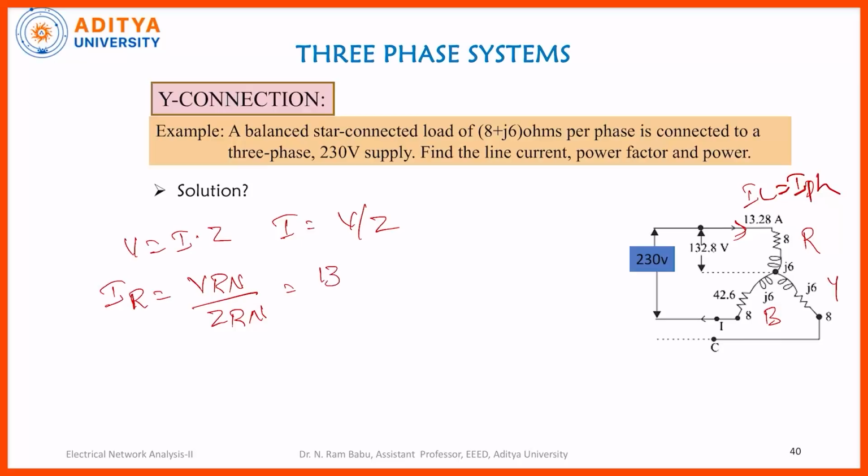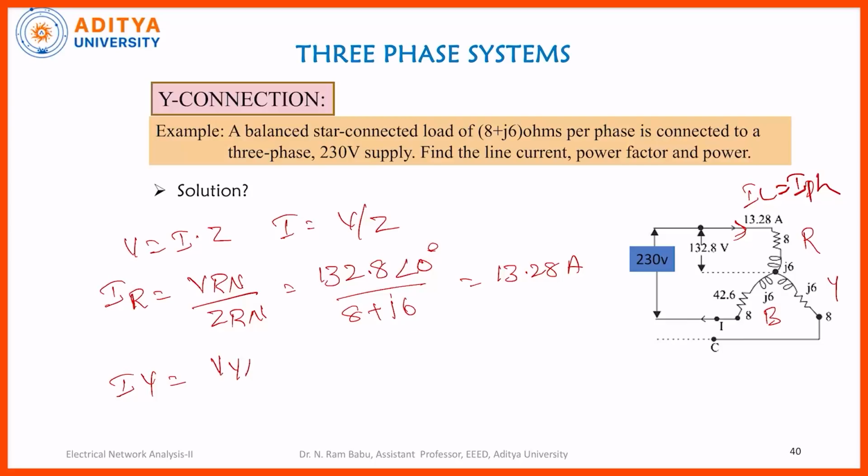Okay. Here in the previous case we have calculated the VRN. The VRN value is 132.8 at an angle of 0 degrees divided by the impedance value 8 plus j6 ohm. If we calculate this, the value will be approximately 13.28 amperes. Okay, this is the line or phase current in R phase. Similarly, we need to calculate the value of IY, that means the phase current passing through Y phase.